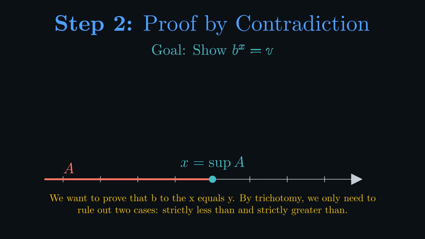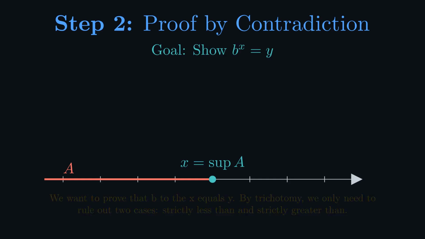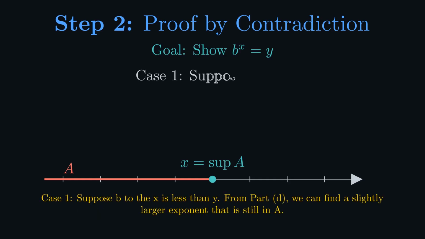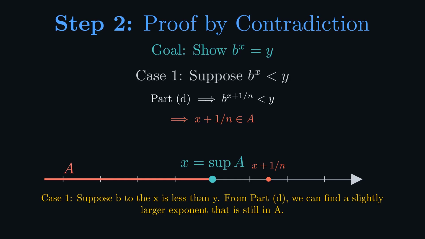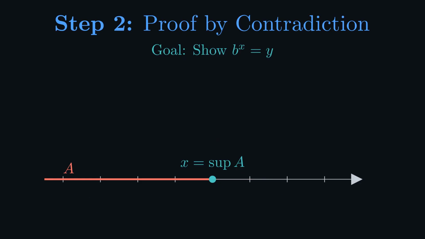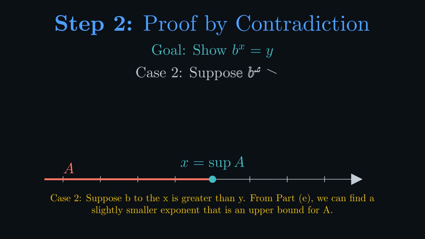Our goal is to prove that b raised to the power of x is exactly equal to y. First, assume for the sake of contradiction that b to the x is strictly less than y. Recall our result from part D. If we have a power less than y, we can always find a slightly larger exponent, x plus 1 over n, that remains less than y. This implies that x plus 1 over n is inside the set A. However, x was defined as the upper bound of A. Finding an element of A greater than x is a direct contradiction. Thus, b to the x cannot be less than y.